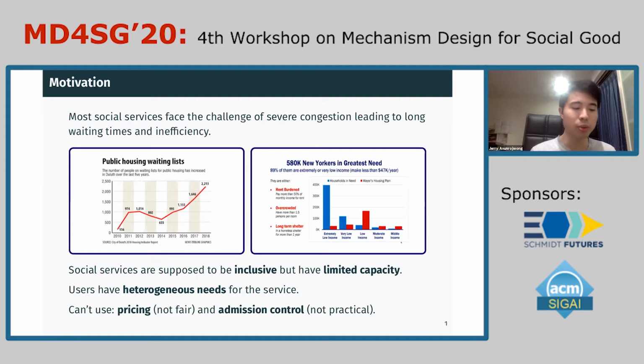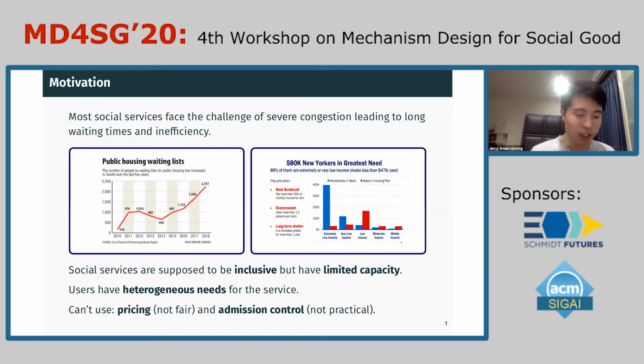The two main tools that we use to manage congestion, pricing and admission control, cannot be used in settings like these. Pricing can't be used for fairness concerns. These services are supposed to be inclusive and accessible to even low-income people. This is how the government's affordable housing program is different from the commercial housing market. Admission control can't be used for implementation reasons.